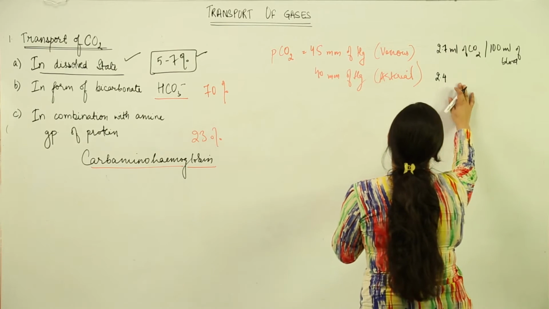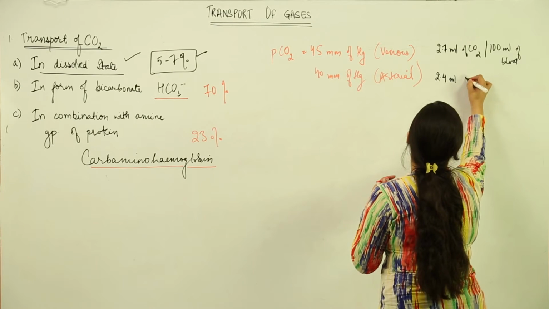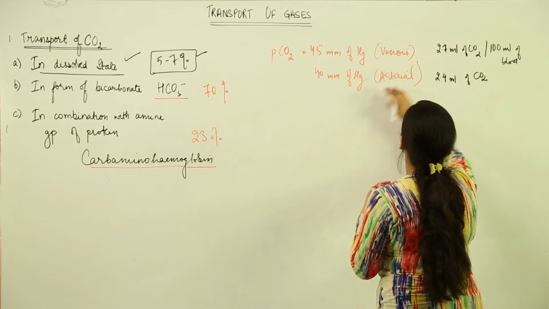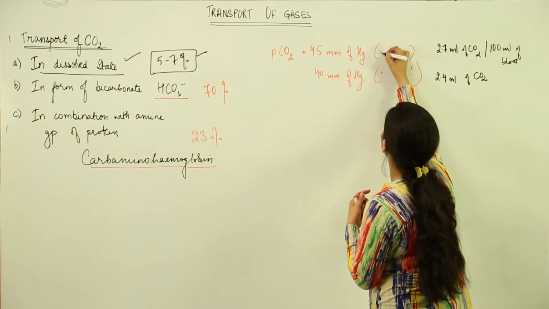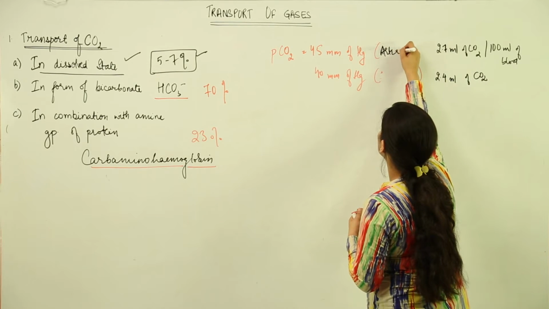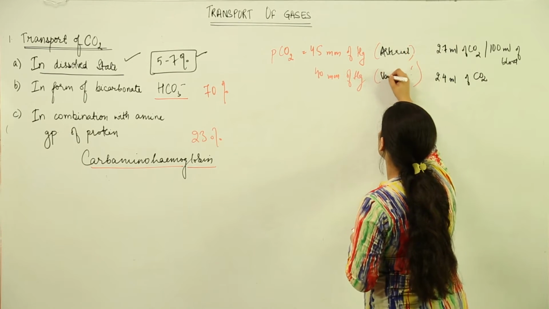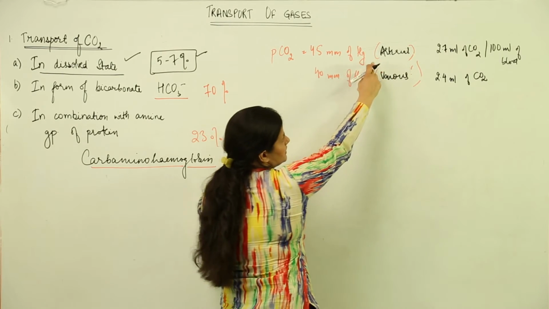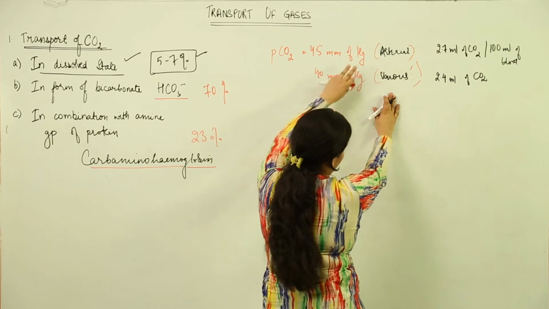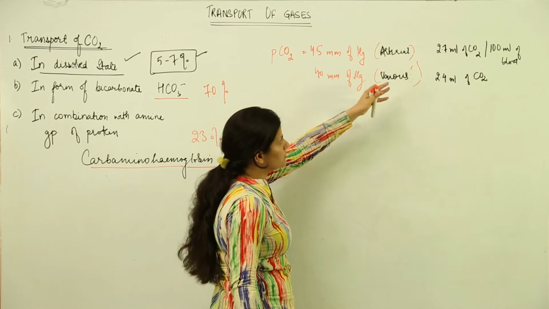This has gone a little bit opposite. This would be venous, this would be arterial, not the opposite. See over here, this is the arterial and this is the venous blood. I wrote it opposite earlier.